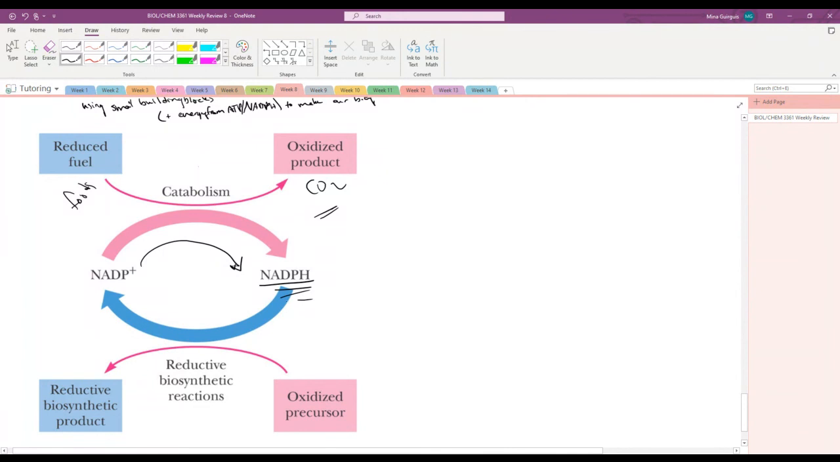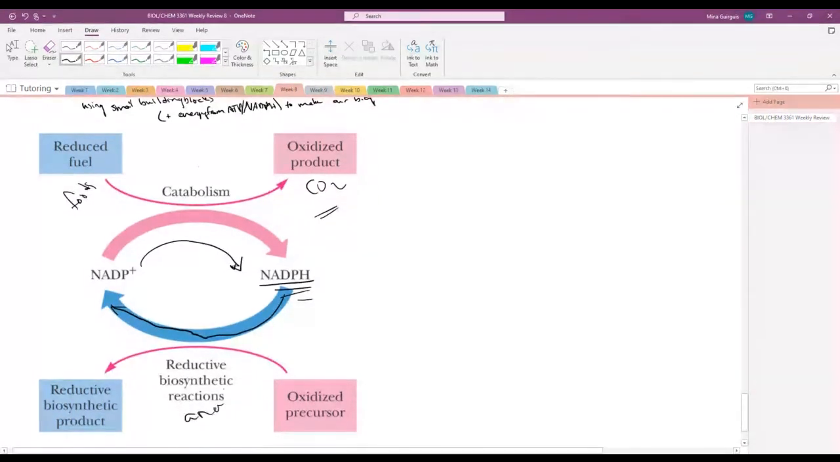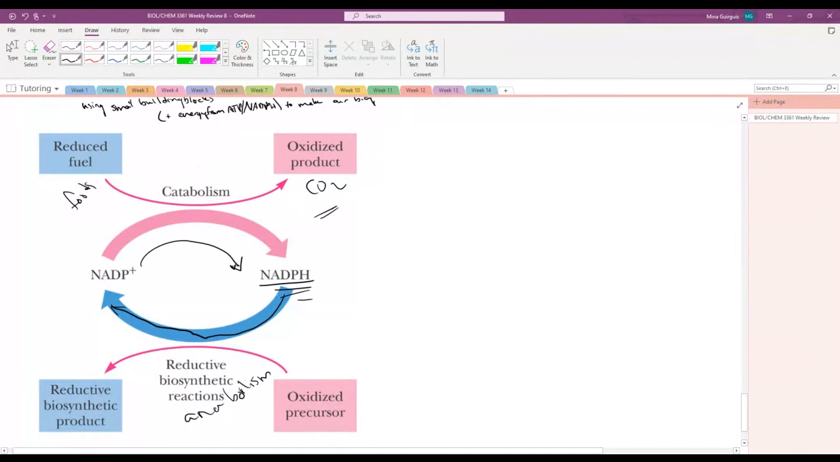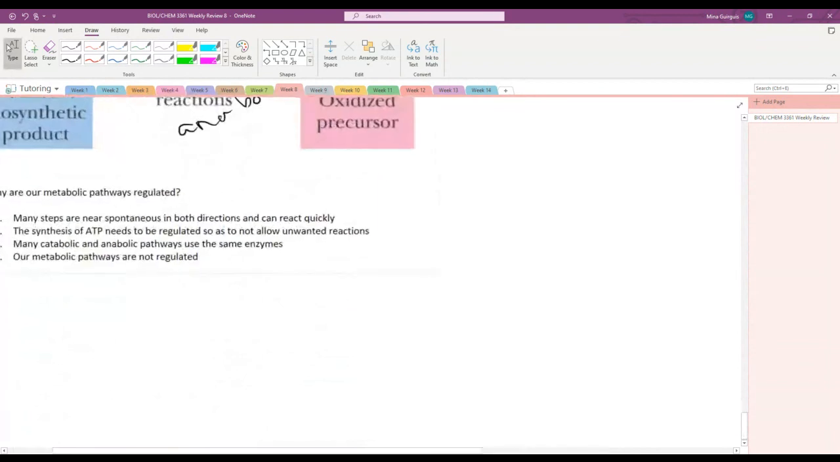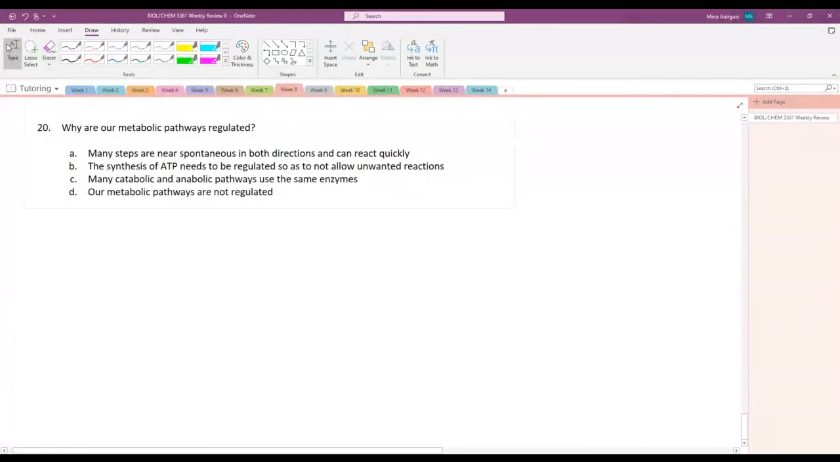But yeah, we can use this NADPH in those reductive biosynthetic reactions that you see down there in anabolism to create the biomolecules that we need, okay? All right, and as you can tell, there's one more question here, and we have about 8 minutes, so we'll be done in the next, I think, 3 minutes, okay?